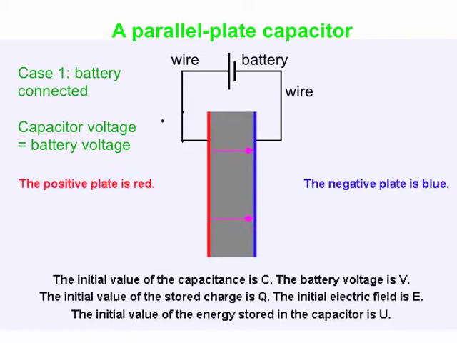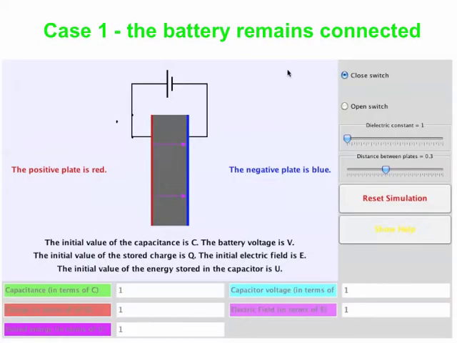So let's see this in action, okay? And then we'll talk about a second case, a second regime in which we use a capacitor. But there's really only these two regimes. The first one we're doing is when the battery is connected. The second one, of course, is when we charge the capacitor and then disconnect the battery. So we'll do that in a few minutes. Okay, so let's see a little animation of the capacitor when the battery remains connected.